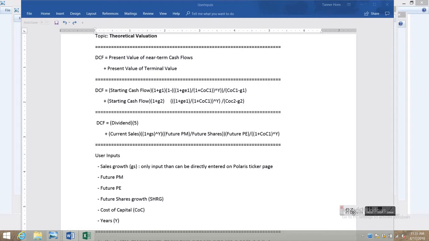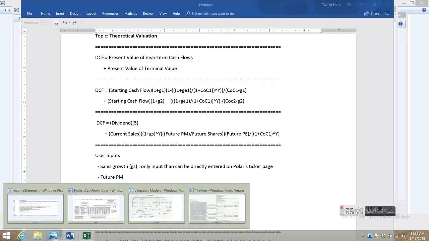Just to give you a little roadmap of where we're going, we're going to talk briefly about the discounted cash flow model, how analysts typically do discounted cash flows, and then we're going to get into the specific formula used by Polaris. So first off, let's talk about different kinds of valuation methods that are out there.